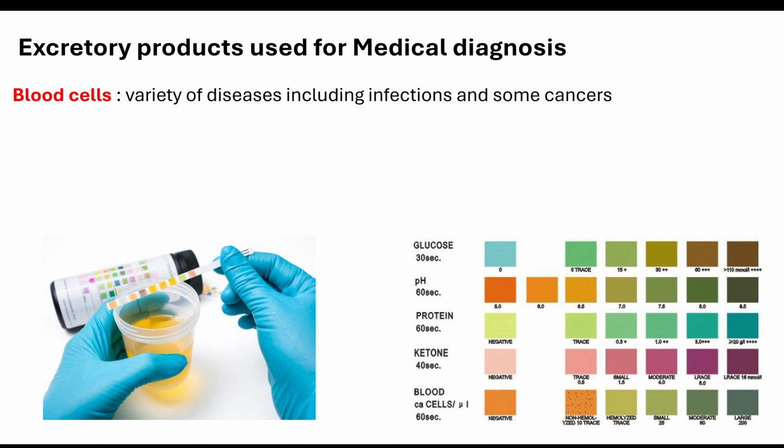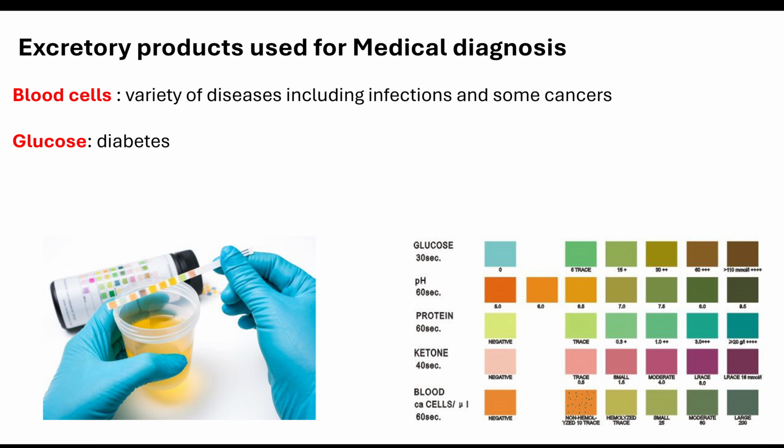If there are any blood cells indicated in the sample, that could indicate a variety of diseases. It could be an infection like a UTI, it could be a form of cancer. So that could be the first signal where more tests need to be done.